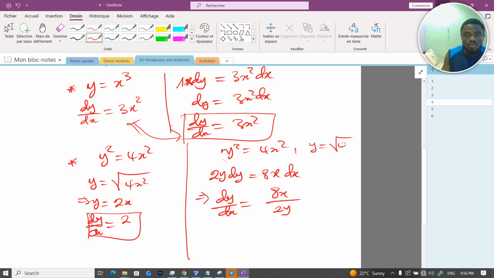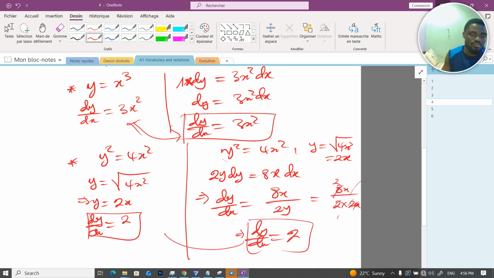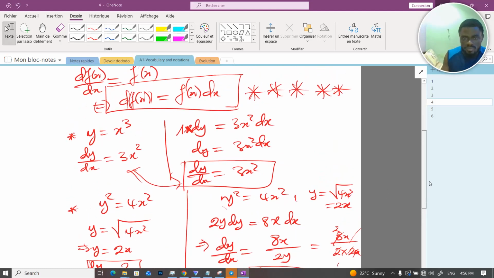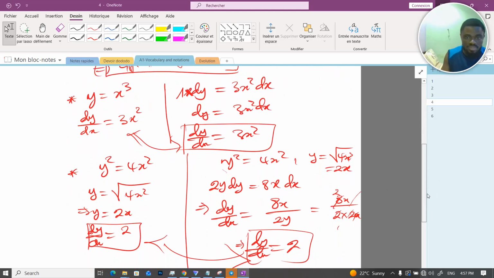The square root of 4x squared, which is equal to 2x. So I'll come and replace it here. This will be equal to 8x over 2 times 2x. This is 4. 4 here, 2 times 2 is 4, x goes, and we simply have dy dx equal to 2. So we have the same answer as this. So this was a simple illustration.